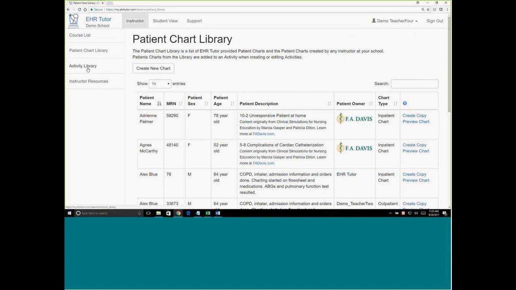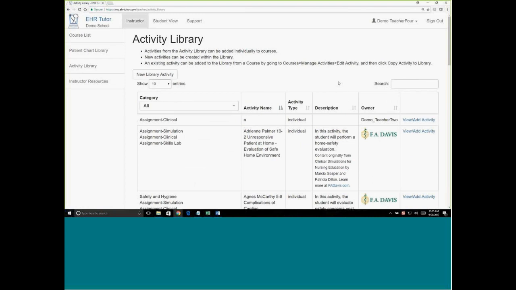The next thing I want to show you is the activity library. The activity library has over 300 activities to match the patients that FA Davis has created in the system so that you will be able to have your students participate in different ways depending on what your goals are. Different patients will meet different needs that you have.